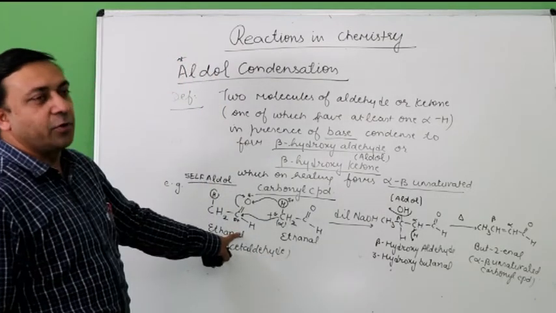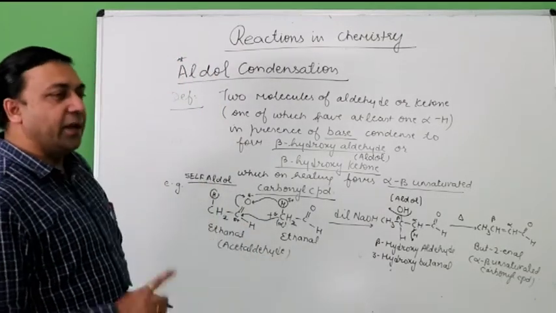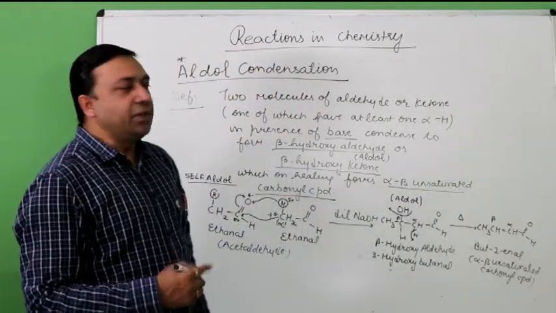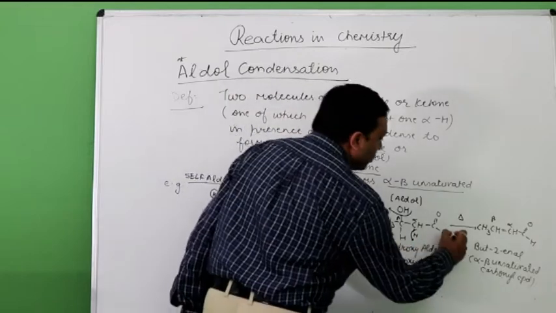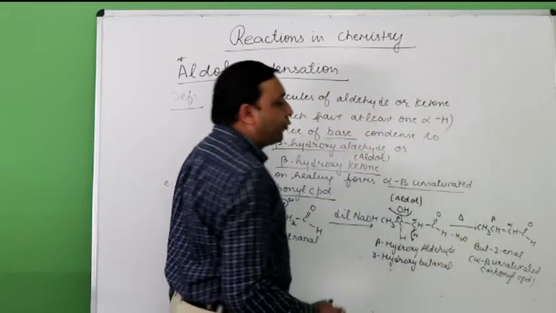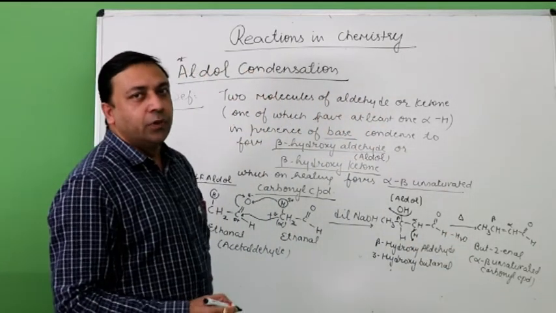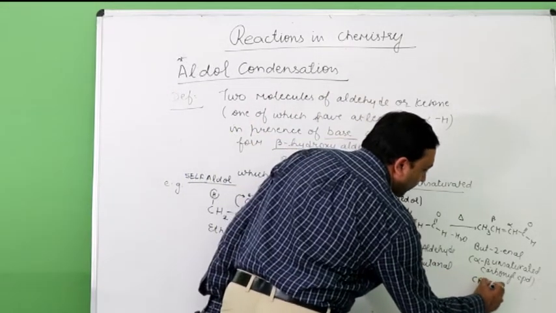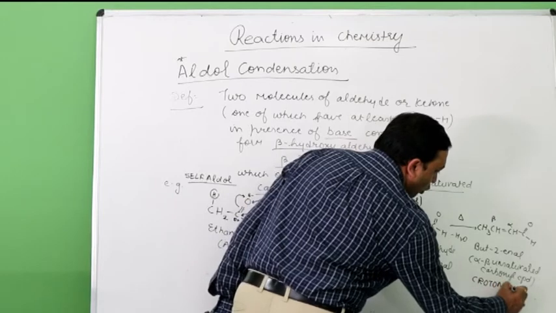If I take an example of ketone, I am taking an example of aldehyde. On heating, this will undergo dehydration. Dehydration is removal of water to form but-2-enal. Now this but-2-enal is basically crotonaldehyde. This is crotonaldehyde.